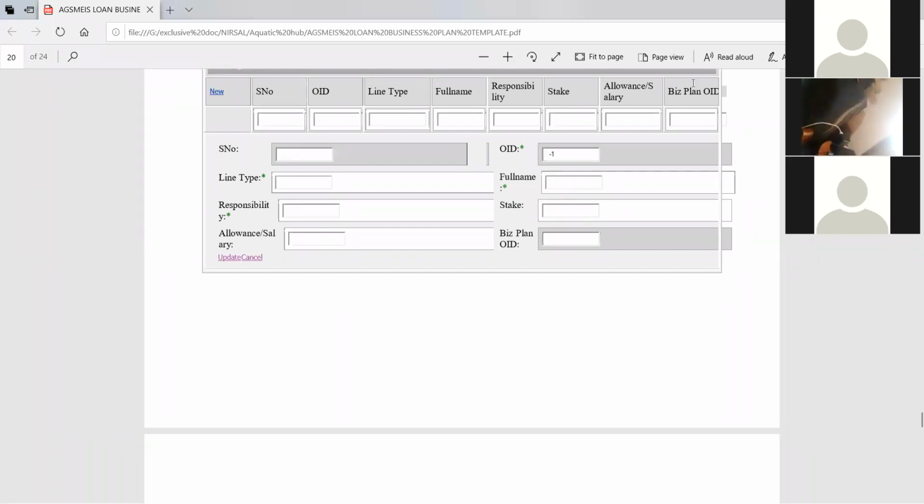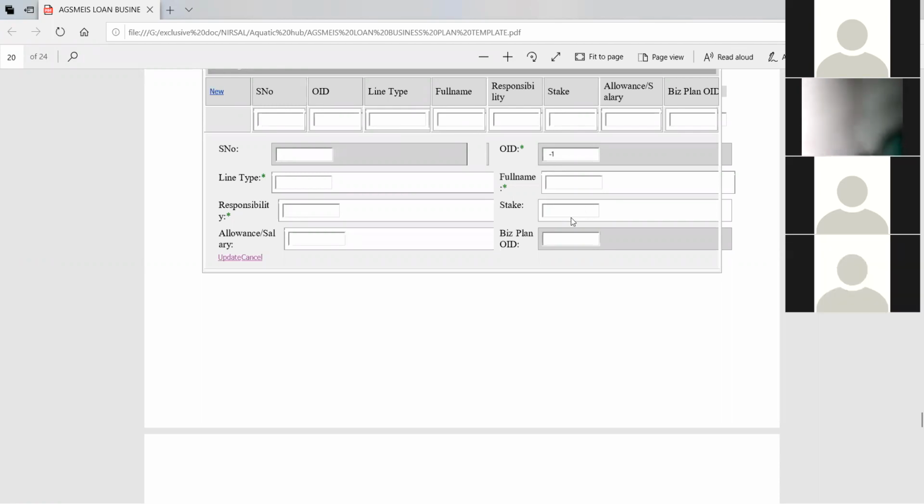By the time you are done with all the directors, do the same thing with the management team, then other staff. Note, for staff that you don't have yet but intend to employ, under full name, put to be employed there, okay? But ensure that you input their office, their responsibilities and their salary, because this will be used to automatically calculate your annual salary. For stake for your staff, put 0 there if they don't have a stake in the business in terms of shareholding. So that's it with the management plan.